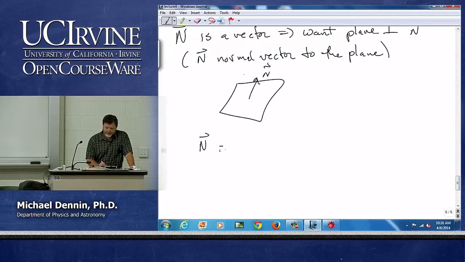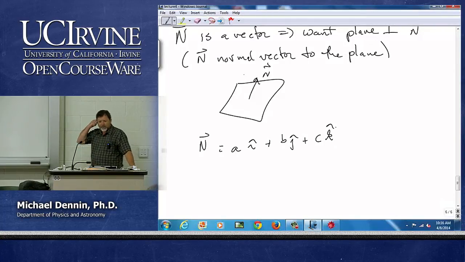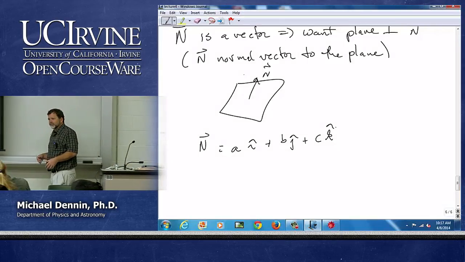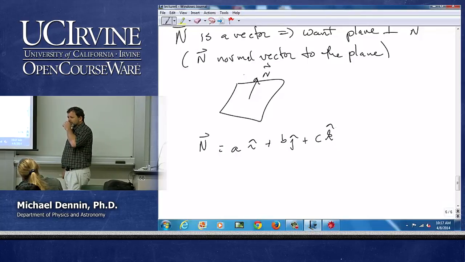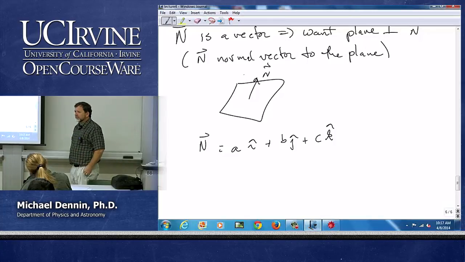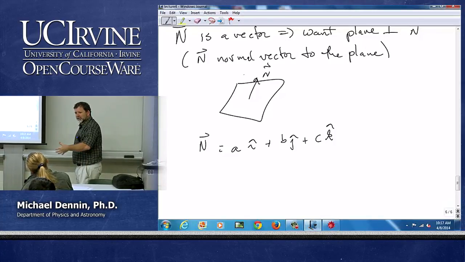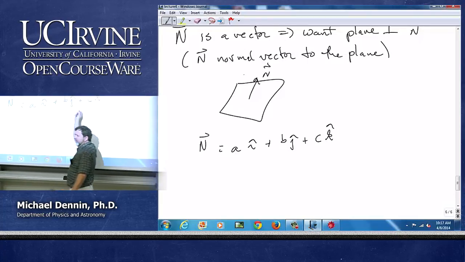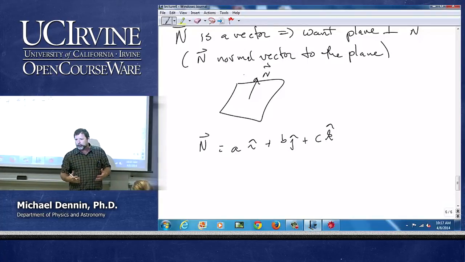So if I have n equals a i hat plus b j hat plus c k hat, how might I find an equation for the plane that's perpendicular to that? So this is my normal vector. How would I find an equation for the plane perpendicular to that? These are constants, right? This is some arbitrary vector with scalar constants a, b, c. I want an equation in x, y, and z.